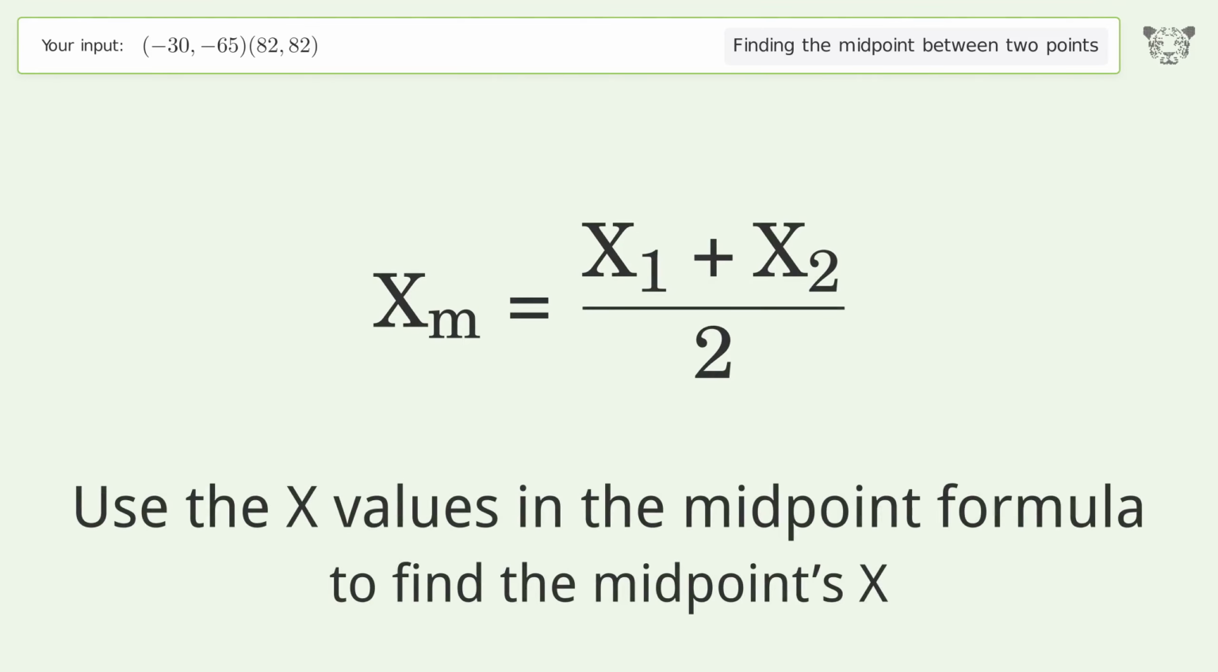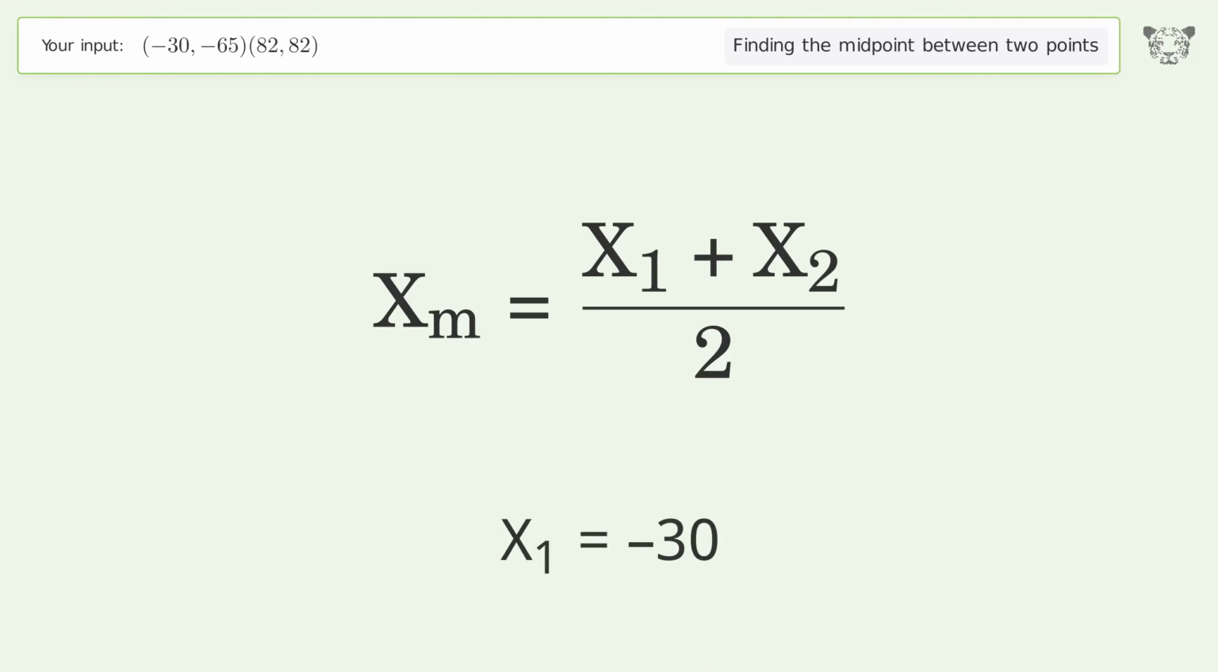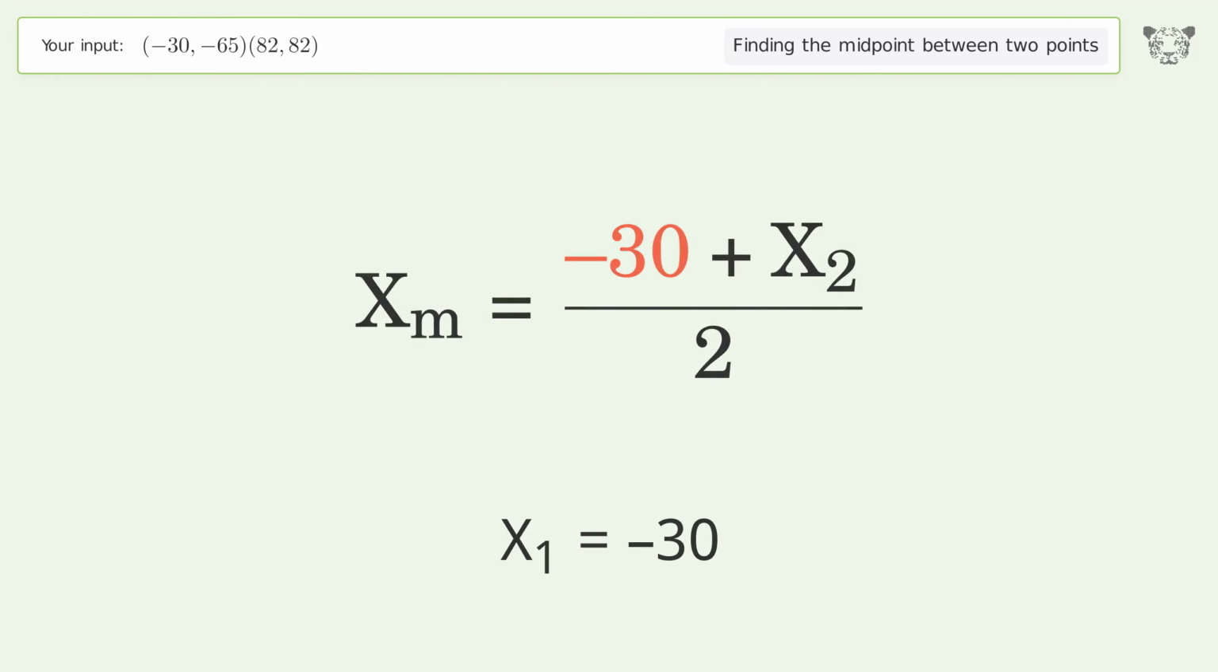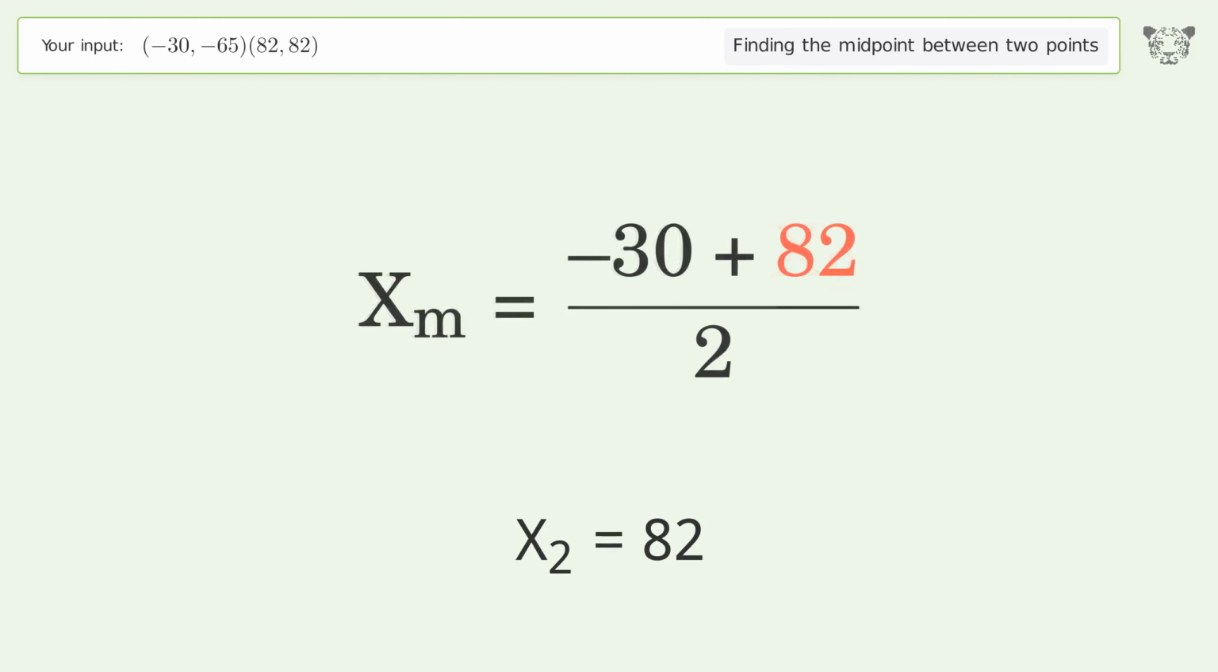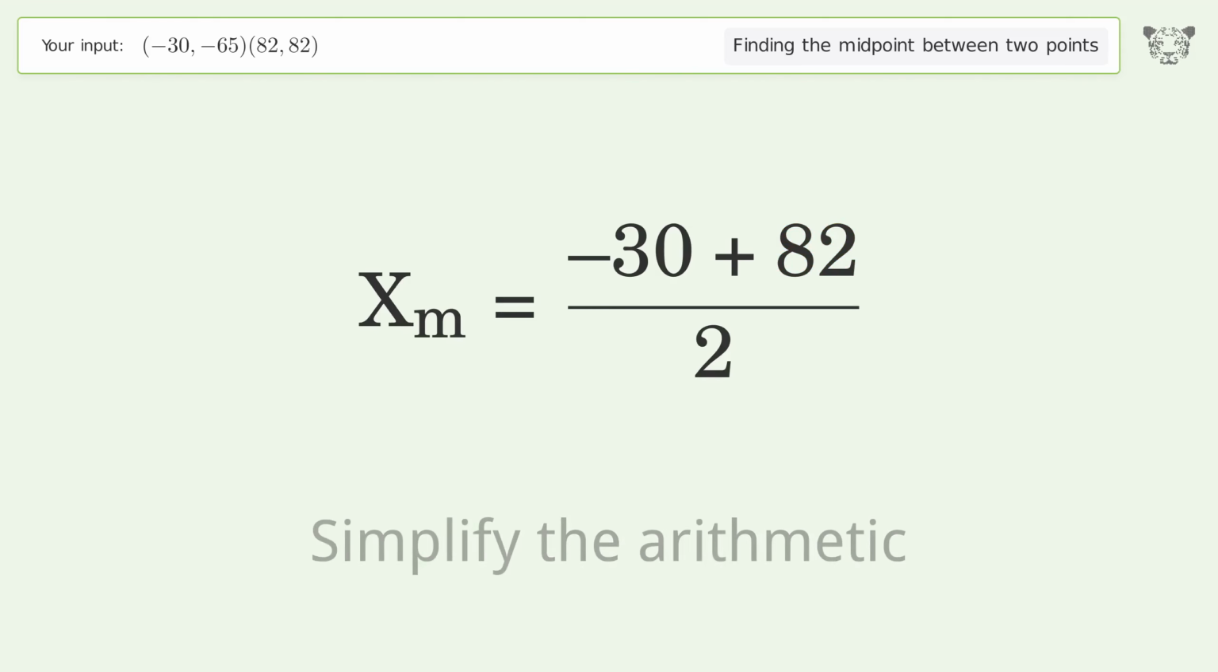Use the x values in the midpoint formula to find the midpoint's x. x1 equals -30, x2 equals 82. Simplify the arithmetic.